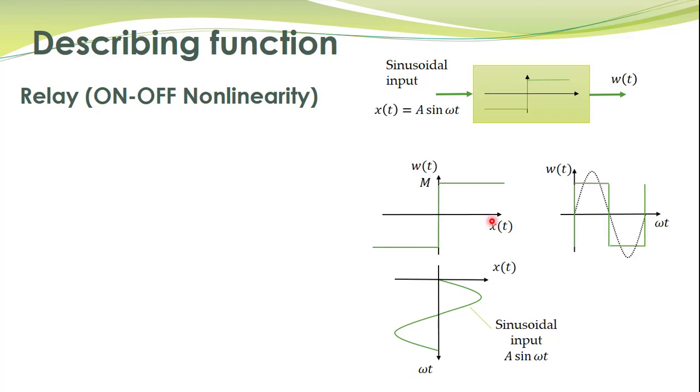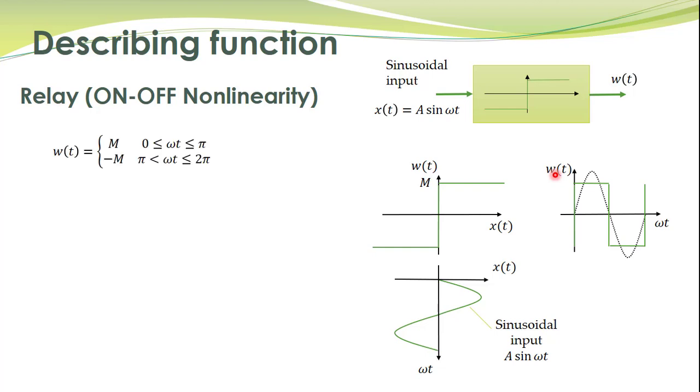That is shown over here. This is the input sinusoid. As long as this input sinusoid is positive, we get plus m as an output of this nonlinearity, and when this sinusoid becomes negative, we get minus m, and this sequence repeats itself. Clear? So now this graph is the graph for w of t, the output of this nonlinearity.